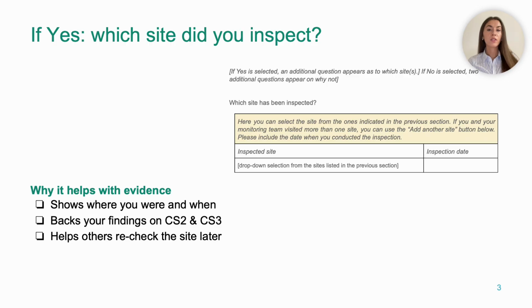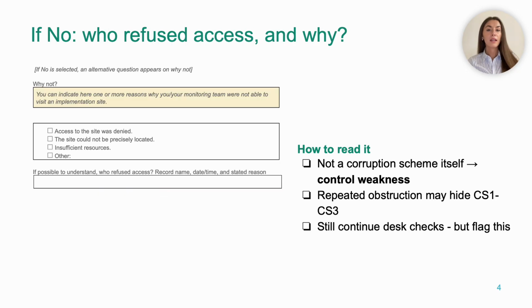Later on, auditors, journalists or other monitors can use this information to go back to the same place and see whether the situation has changed since. Good monitoring is not just about what you saw, but it's also about leaving a clear trail so that others can follow up. Now, if you couldn't carry out any site visits, we don't stop the monitoring, we document why. In this field, you simply note who blocked access. Maybe it was someone from the contracting authority, the main contractor, or even security staff, or a site supervisor.